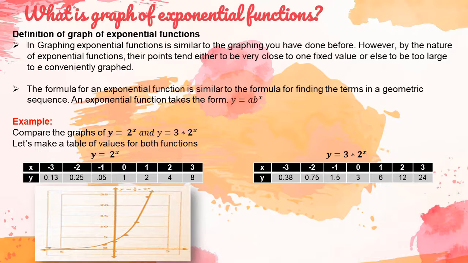Next, 3 times 2 raised to 0 is equal to 3. 3 times 2 raised to positive 1 is equal to 6. 3 times 2 raised to 2 is equal to 12. And 3 times 2 raised to 3 is equal to 24.